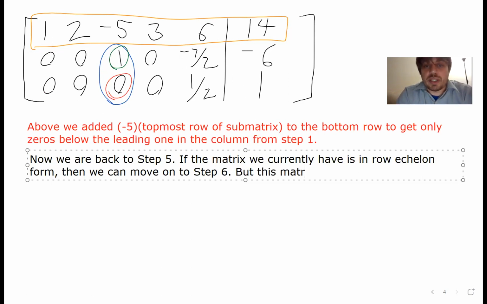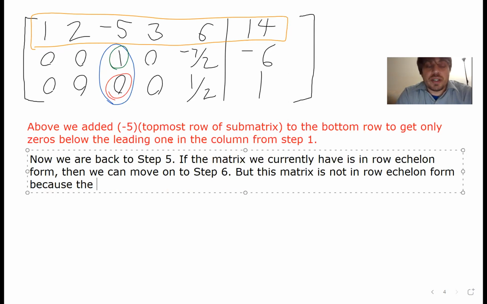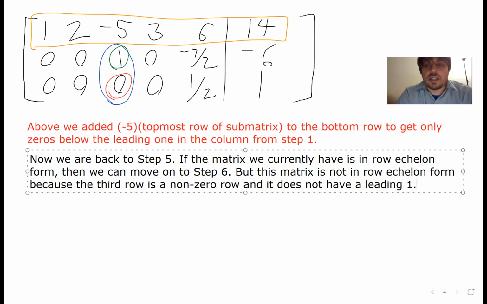This matrix is not in row echelon form because the third row is a non-zero row and it does not have a leading 1. Keep in mind, it has a 1 in the row, but it's not a leading 1. A leading 1 is the first non-zero entry. That's the one that has to be 1. And even if there are ones after it, it doesn't matter. It doesn't change the fact that it doesn't have a leading 1.